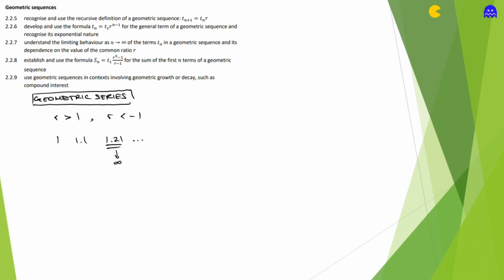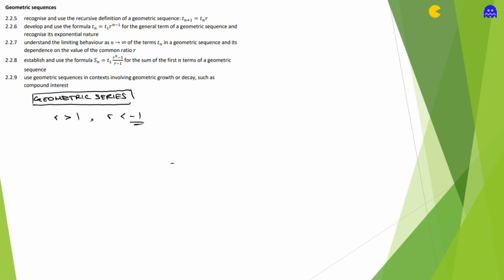And the same case with negative 1. What happens is we have 1 going to negative 1.1 and then back up to 1.21, and so on and so forth. And eventually we spiral up, with terms tending towards positive infinity and terms tending towards negative infinity. So if the common ratio in our geometric sequence or series is greater than 1 or less than negative 1, we will have a geometric series that does not have a limiting nature. It will tend towards positive infinity or negative infinity.